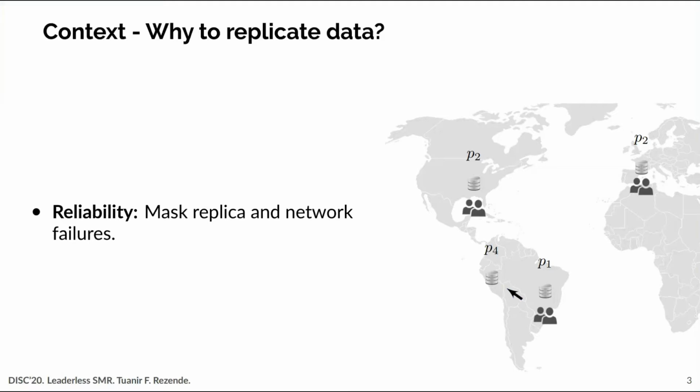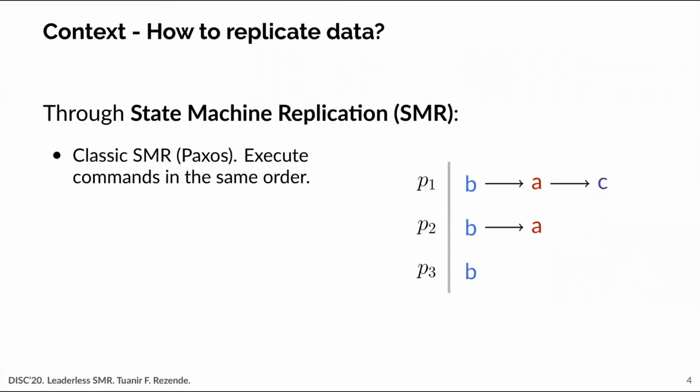Another important reason is reliability. We can mask replica and network failures. Let's suppose the same scenario where a client in P1 is sending commands to a replica P4. If this replica fails, it can be relayed to the replica in North America, or replica P2. So now that we have understood why replicating data is important, comes the question of how to do it.